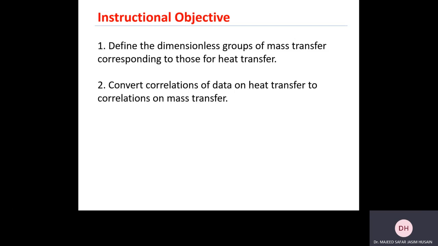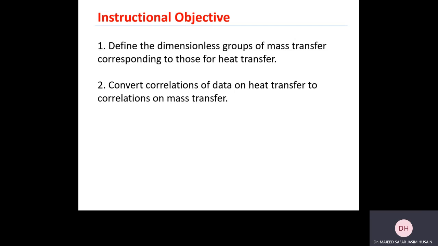First, we are going to define dimensionless groups of mass transfer, which correspond to those for heat transfer. I'm not sure if so far you got some dimensionless numbers or groups for heat transfer, but if not, I will still cover them. And then I want to convert the correlations of data on heat transfer to correlations on mass transfer. We spoke earlier in the first chapter regarding history.